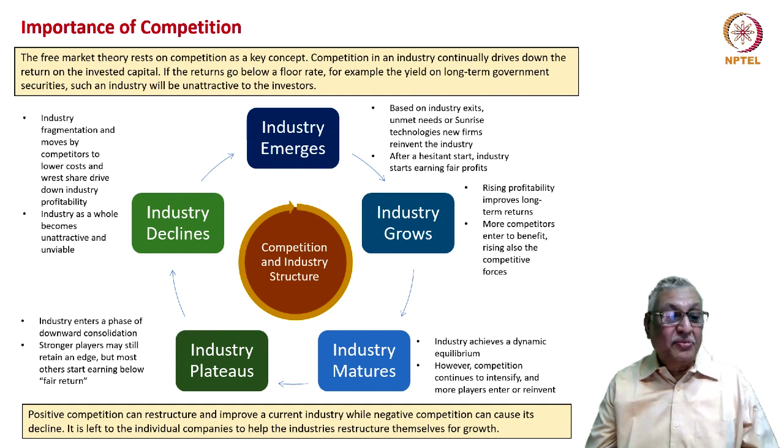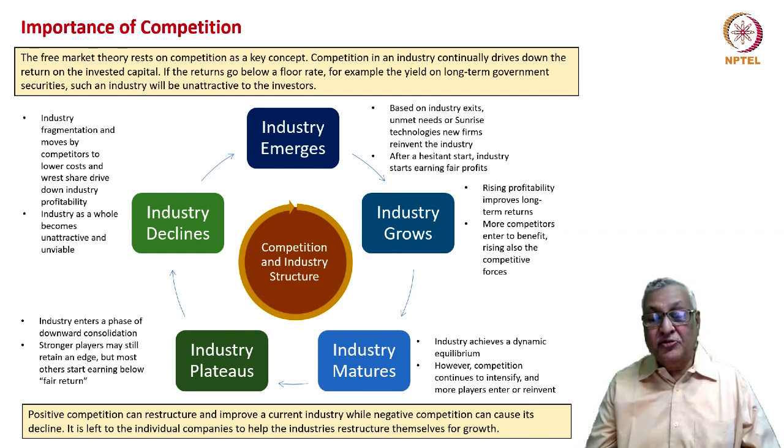Then comes the industry plateau. That is, the industry starts consolidating towards a downward bias. Stronger players will remain, but the weaker players will start exiting. Stronger players will be accumulating market share, while weaker players would be selling out or exiting. When that happens, the industry plateaus and the start of the decline commences. And finally, when the technology starts getting updated in a big manner, and new products and new substitutes start appearing on the horizon, the industry declines.